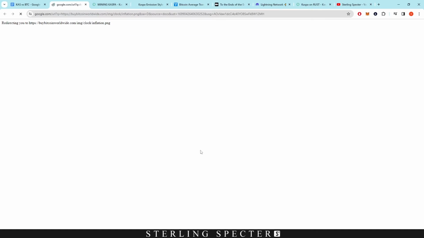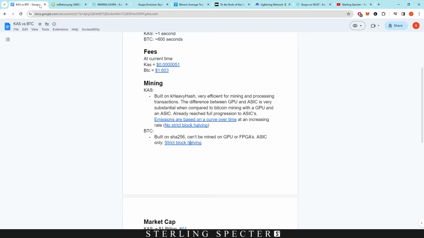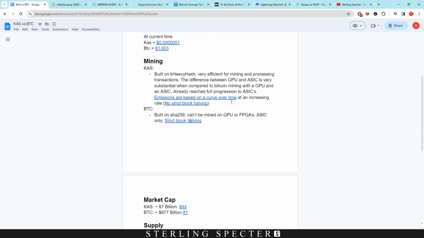Strict block halving every 4 years, we all know this. This is at the start, this is the second 4 years, the third 4 years, the fourth 4 years, and now we are soon to enter this fifth block reduction right here. And then it goes all the way down and it ends at 2140 around that time. So in our lifetime, we will definitely see the end of Kaspa coin mining. However, probably not for Bitcoin mining.